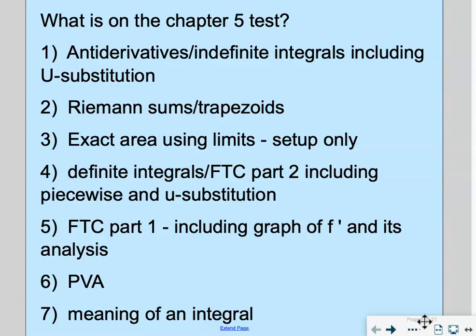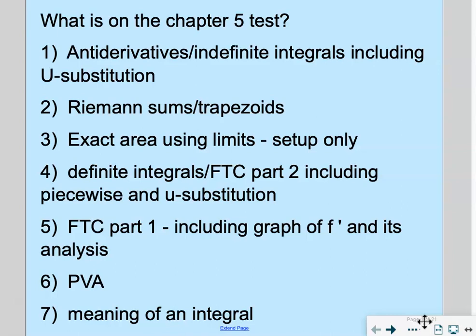Okay. FTC Part 1. What is FTC Part 1? That's a derivative of an integral with variables in the limits. Plug the top limit in times its derivative minus plug the bottom limit in times its derivative. That will be on your test in multiple places. So you really need to be able to do that.